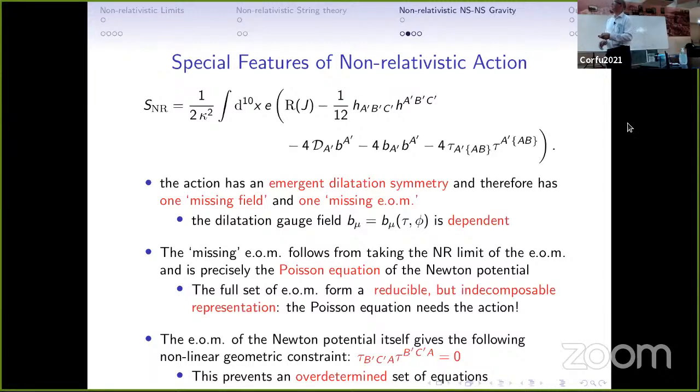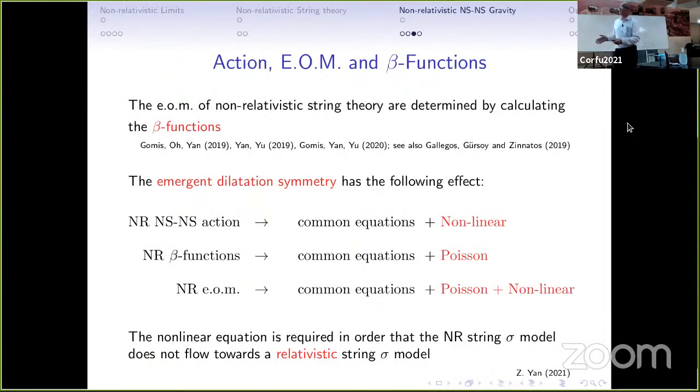Strange. Oh, so you see, because there are several calculations you can do. You know, I have an action, I have equations of motion, but also beta functions, and how do they compare? Yeah, some project for you.